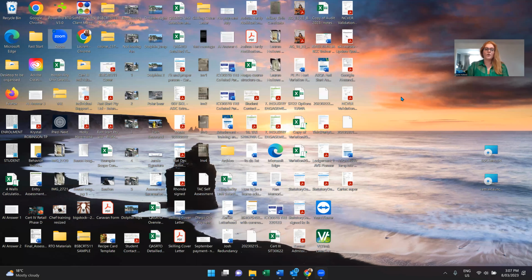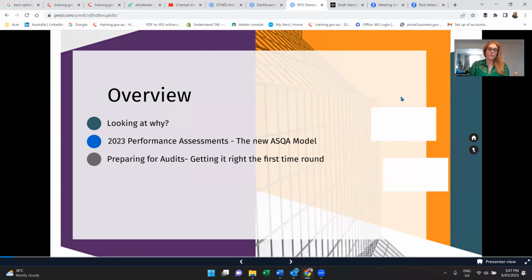So just starting with an overview, looking at kind of where we're at now. So we are moving into, again, another updated ASQA model, and what they were previously calling audits, we moved last year into calling performance assessments. You may also get compliance monitoring, but performance assessments tends to be the language that's being used at the moment.